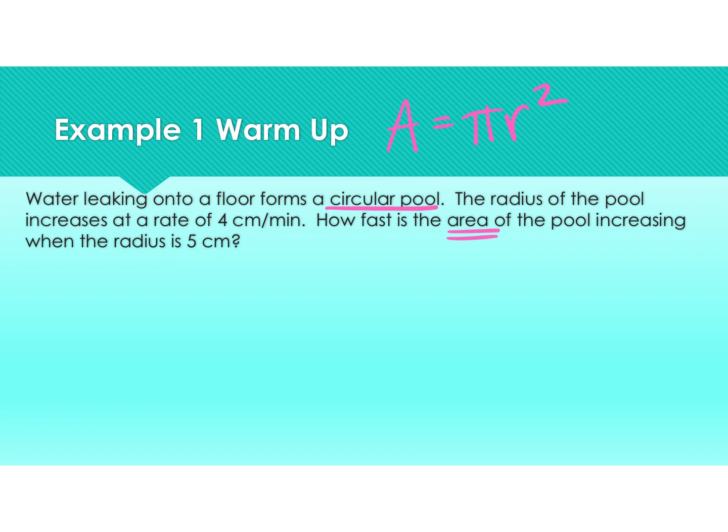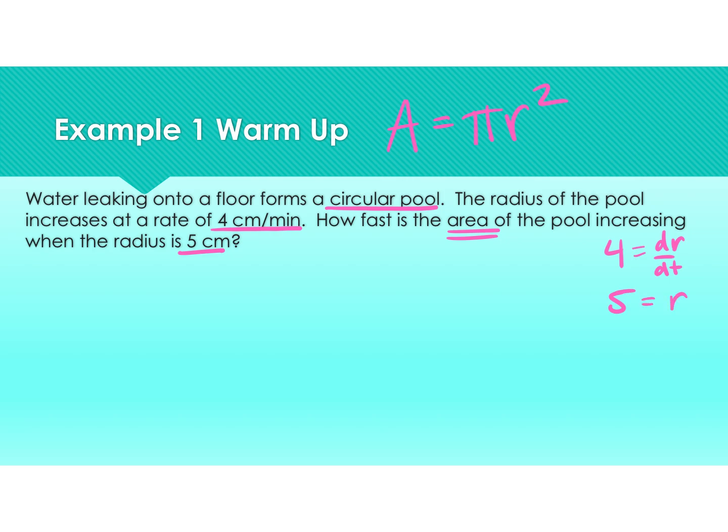So we could label everything first, or if you want to take the derivative first and then label everything, that's fine. Let's go through our question and we'll label things. It says the radius of the pool increases at a rate of 4 centimeters per minute. So what would 4 be? Awesome, dr over dt. So 4 is how our radius is changing. So since that's changing, that would be dr over dt. And then it asks what's the area when the radius is 5. So what's 5? The radius.